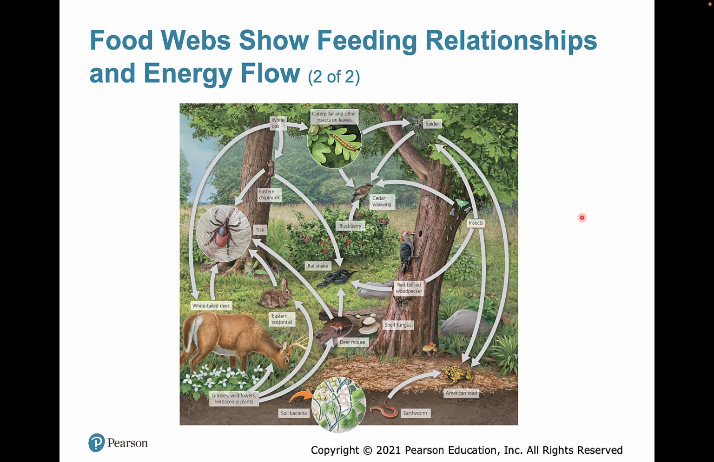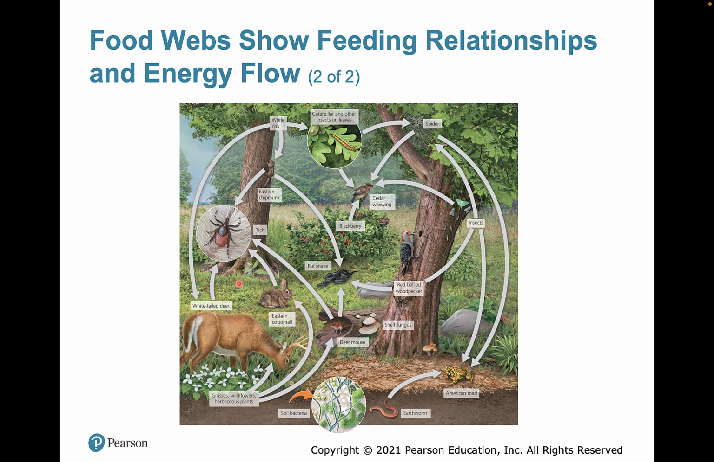Okay, I put a star next to this so you kind of understand what's going on. Arrows here, this is something that messes kids up. Arrows show the flow of energy, not who eats whom, because the grasses and the wildflowers and the herbaceous plants do not eat the deer. The energy from grasses, wildflowers, and herbaceous plants goes to the deer, right? So if you look at all the organisms that get energy from grasses, wildflowers, and herbaceous plants, you've got the deer mouse, you've got the eastern cottontail, and you've got the white-tailed deer, okay?